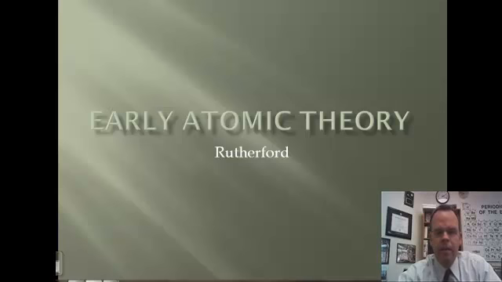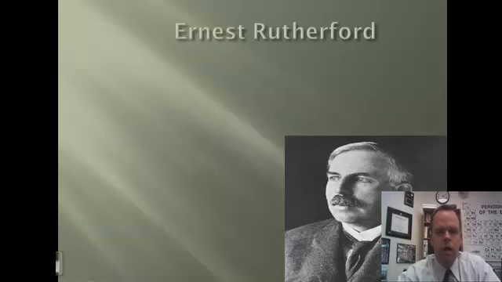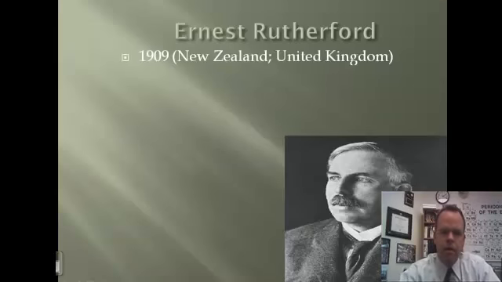In this second video on atomic theory, we're going to look at the contributions of Ernest Rutherford and the model that was developed called the Planetary Model of the atom. Ernest Rutherford followed up on the model that was developed by J.J. Thomson's cathode ray tube experiment and William Thomson's plum pudding model. He was doing experiments in 1909. Ernest Rutherford spent most of his time in New Zealand and the United Kingdom.